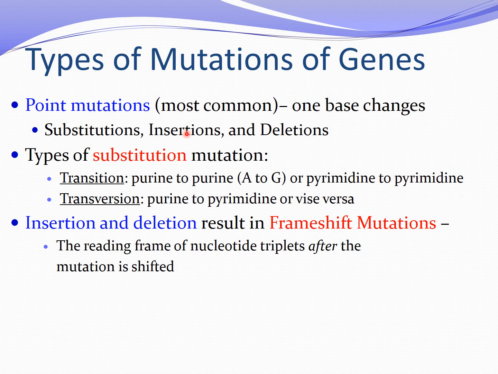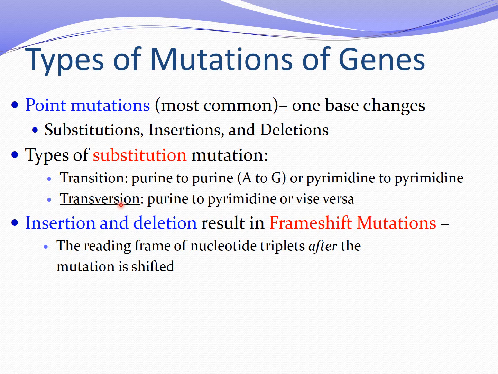Now, in terms of the substitution mutation, it could be either transition or transversion, depending on the type of nucleotide that gets exchanged. For example, for transition, you have purine to purine, the same type. Okay, it could be A to G, or pyrimidine to pyrimidine. While transversion, you go from purine to pyrimidine or pyrimidine to purine. Okay, so transition versus transversion.